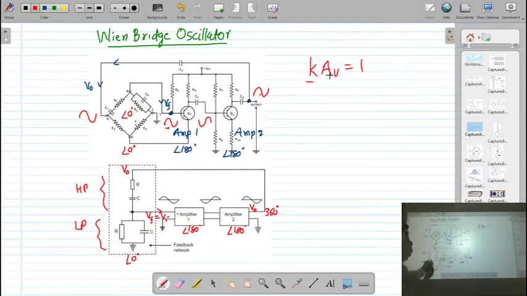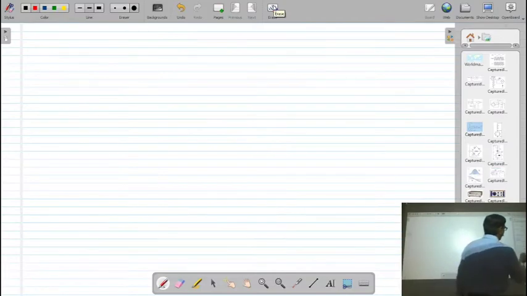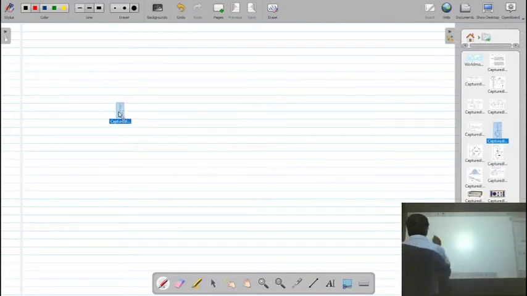So feedback factor depends on what? It depends only on the bridge network. So let us see what is the bridge network, and from the bridge network we calculate the feedback factor, and from that you can find out what is the gain of the amplifier. Correct? So just concentrate on this part of your network. Correct? Here.